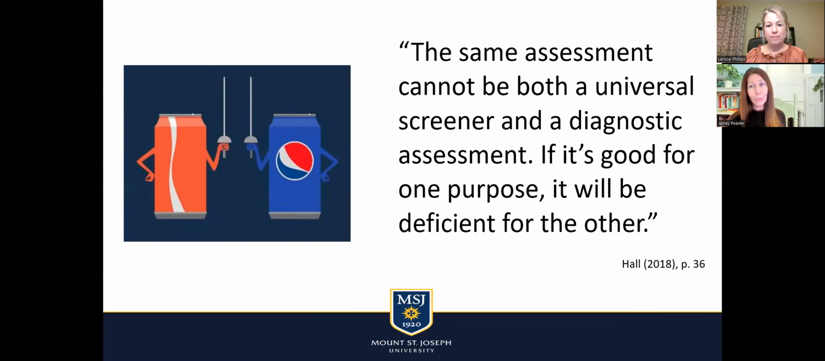If it's good to universally screen, it's going to be quick, it's going to be a short administration window, it's just going to give us a high-level profile of whether students are meeting those needs at that given period of time. But it's not going to pinpoint exactly what the variables are. A diagnostic tool is going to do that. And so a diagnostic tool is going to have to then be more comprehensive. It's going to be longer to administer, and it's going to look at a specific question that I have about that student. So again, if you're doing one of those things, it's very unlikely you're going to be effective at the other.